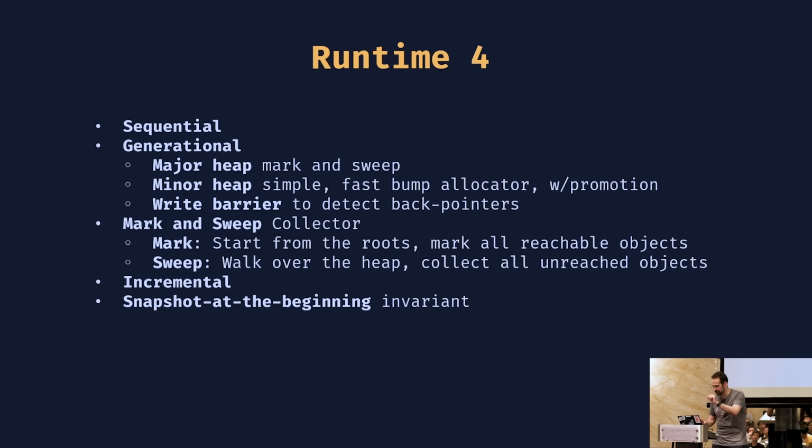Oh, I shouldn't forget this. There's also what's called the snapshot at the beginning invariant. What does that mean? Once you're incremental, it means sometimes your garbage collector is running, and then sometimes your user program is running. Very charmingly, garbage collection people like to call the user program the mutator. I don't know what it does, it mutates stuff.